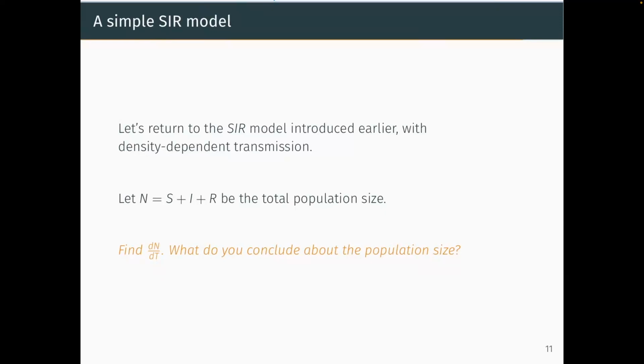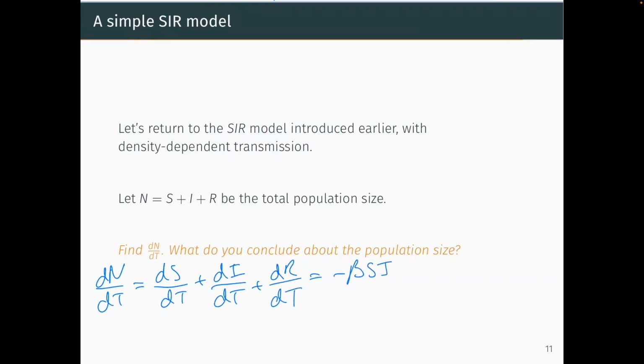Scott already identified that we have a constant population size. If we let our population size, we already talked about this, N is just equal to our susceptibles, our infectious, and our recovereds. What happens if we want to find the dN/dt? So what is the change in the population size? So the dN/dt is just going to be dS/dt plus dI/dt plus dR/dt. So we have minus beta S I plus beta S I minus gamma I plus gamma I, which equals 0.